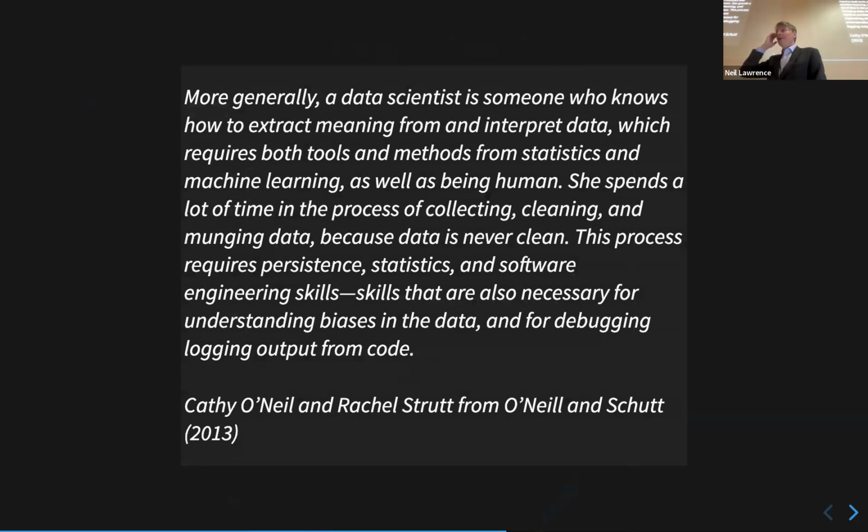I love this quote. And now you see why I've emphasized the human in this. This is Cathy O'Neil, who also wrote Weapons of Math Destruction, but she wrote this O'Reilly book on data science. More generally, a data scientist is someone who knows how to extract meaning from and interpret data, which requires both tools and methods from statistics and machine learning, as well as being human. It requires being human. She spends a lot of time in the process of collecting, cleaning, and munging data, because data is never clean. This process requires persistence, statistics, and software engineering skills that are also necessary for understanding biases in the data and for debugging logging output from the code.